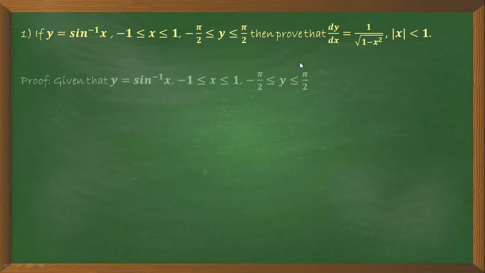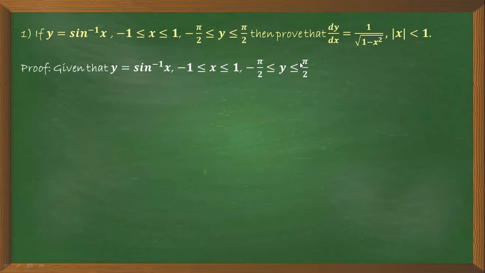So see the proof properly. Here the given condition is written like this, that is y is equal to sine inverse x, and the conditions on x and y are given to you. Now to get the derivative of y is equal to sine inverse x, we will write it as x is equal to sine y. So see here, we have just written this function in this form, x is equal to sine y, because y is equal to sine inverse x.